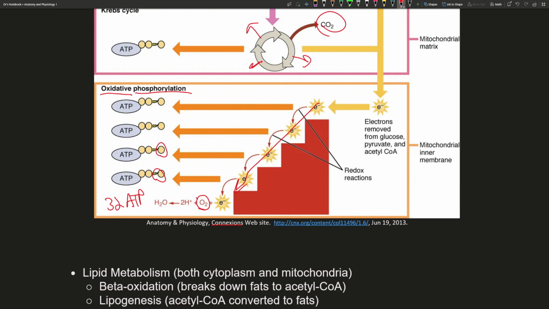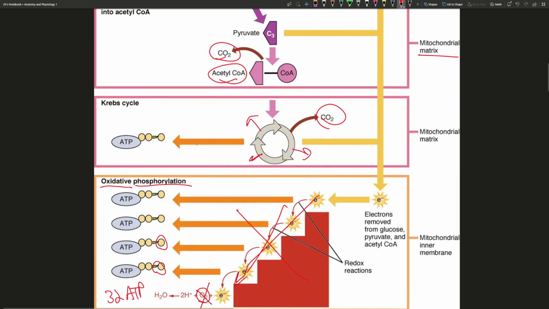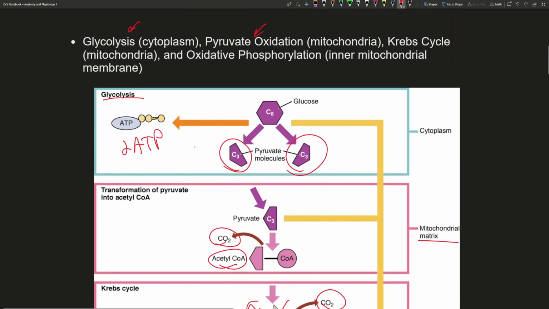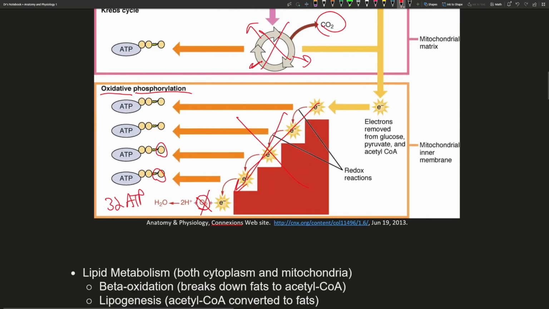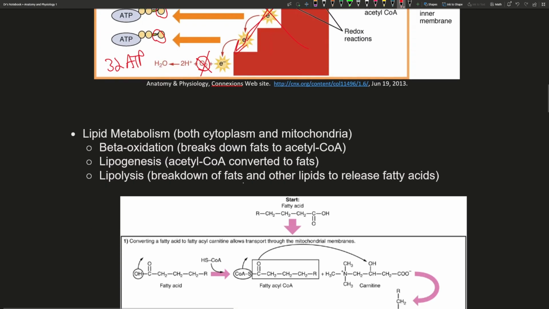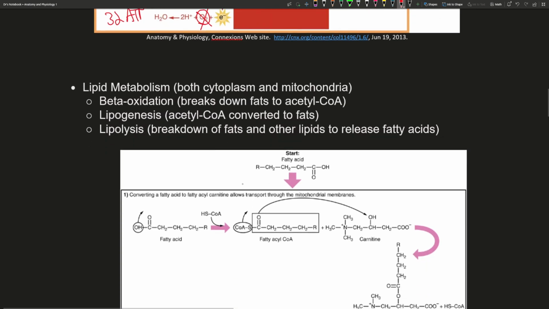If you were running low on oxygen here, all this would shut off. The Krebs cycle or citric acid cycle would shut off. You would stop this transition, and then you would only go through glycolysis and make 2 ATP, and go through something called lactic acid fermentation. So that's the 2-minute version of oxidative phosphorylation and, well, ATP production.